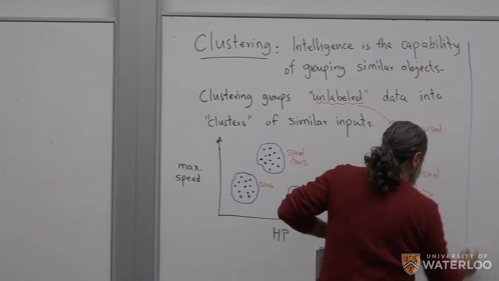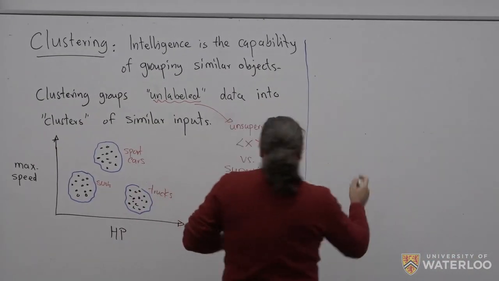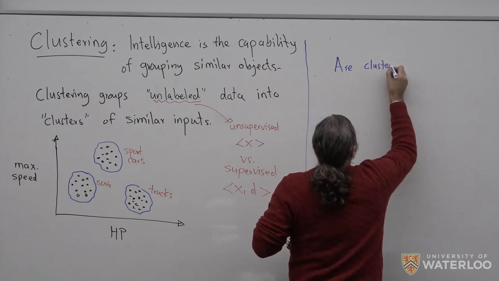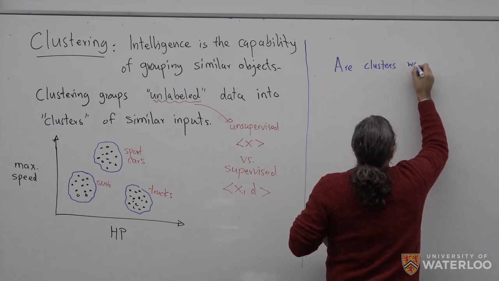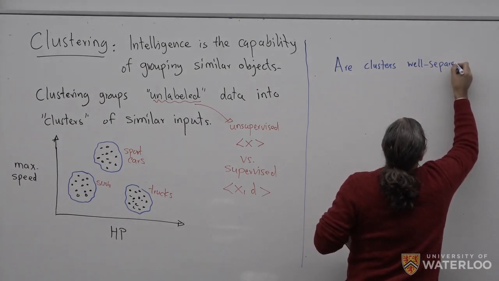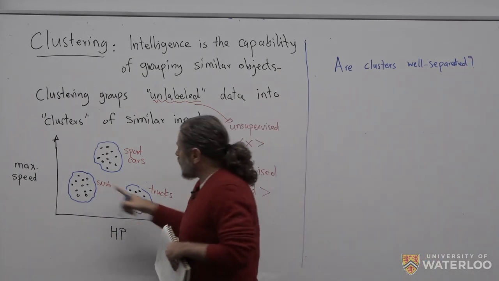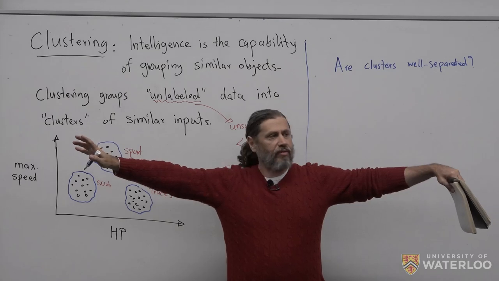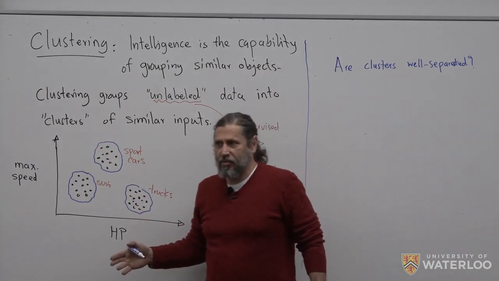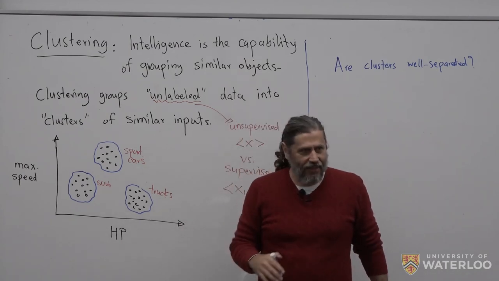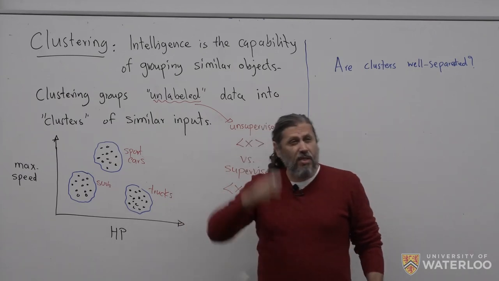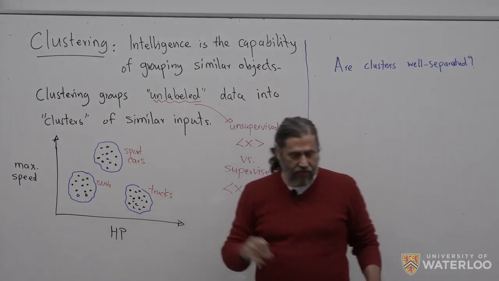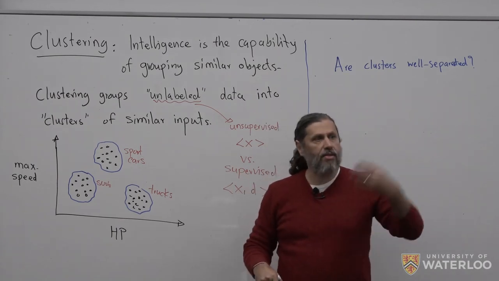Of course, when we do that, we can ask whether our clusters are well separated. In this kindergarten example, you see that SUVs and sport cars and trucks are nicely separated. There is an ocean of distance between them. So I can give this to the most stupid algorithm and it should be able to do this. This is an easy problem. So they are well separated, which means, as we say, I'm not drawing lines because you're not doing classification. There is no line here. Grouping, clustering, is different from classification. Classification is supervised. Clustering is unsupervised.